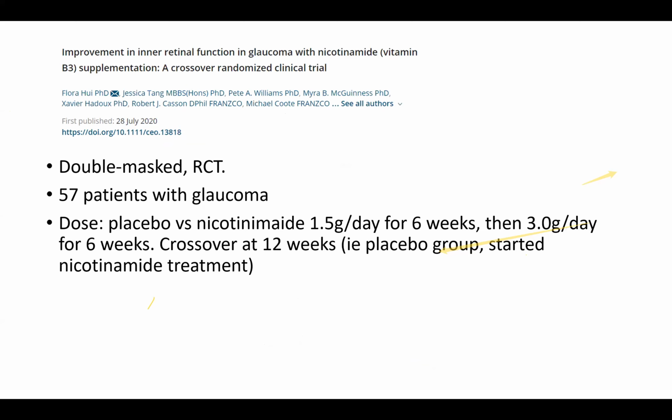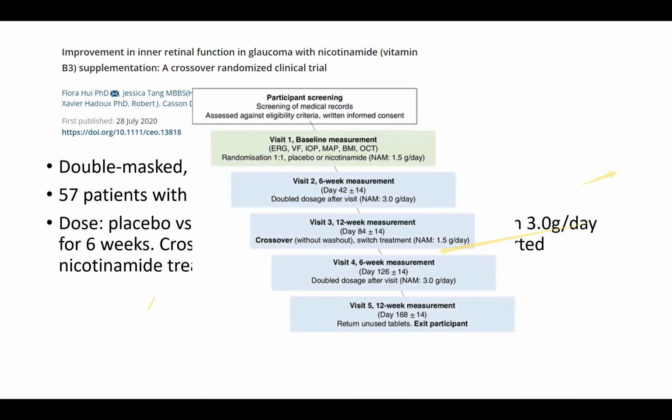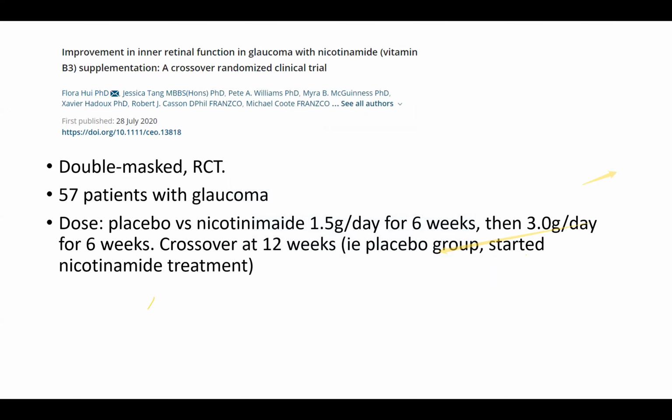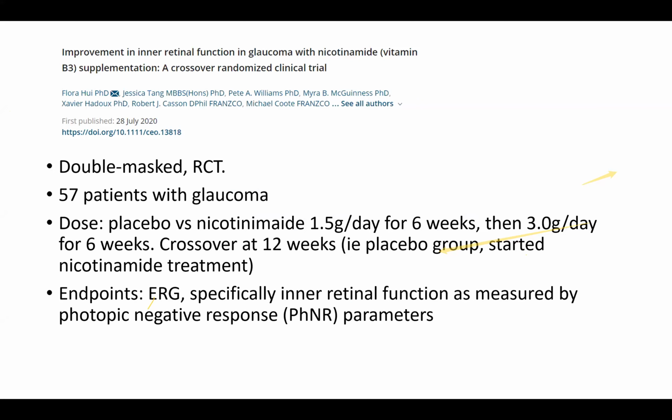At the 12-week mark, the patients crossed over. So the patients that were on the nicotinamide arm started to get placebo, and the patients in the placebo arm started on nicotinamide treatment. There were measurements done every 6 weeks for all patients. Only 8 patients dropped out of this study at various stages because of various reasons, but it was generally well tolerated. There were only mild GI side effects reported in some patients. So there's a total of 49 patients included in the final analysis.